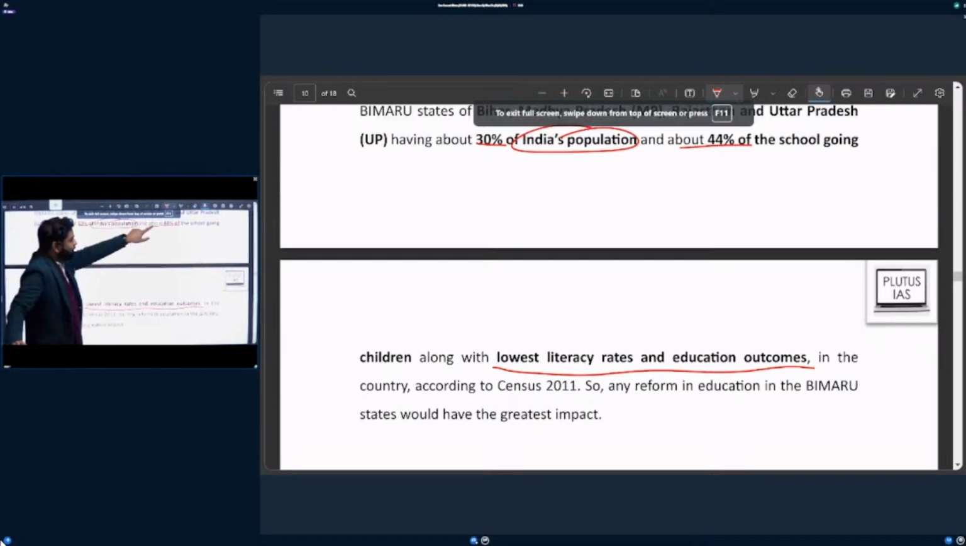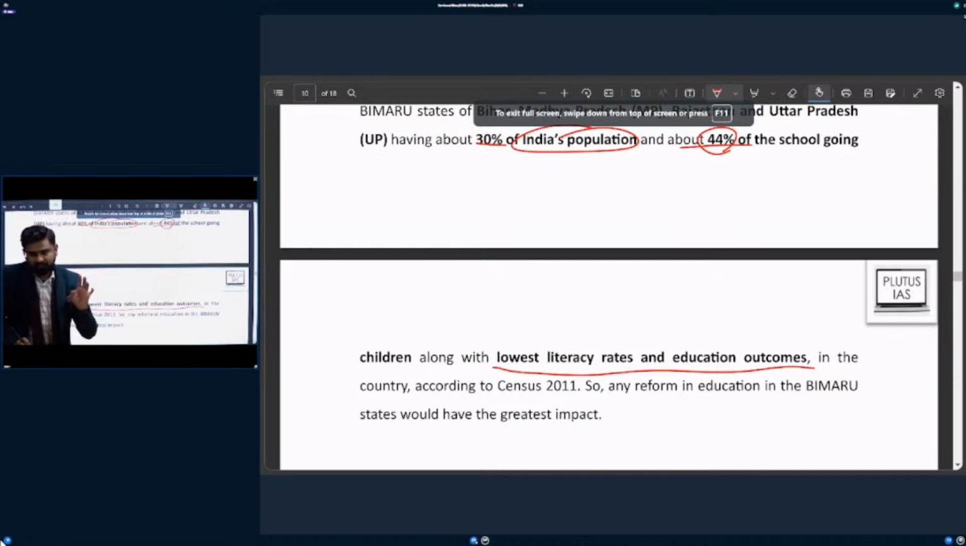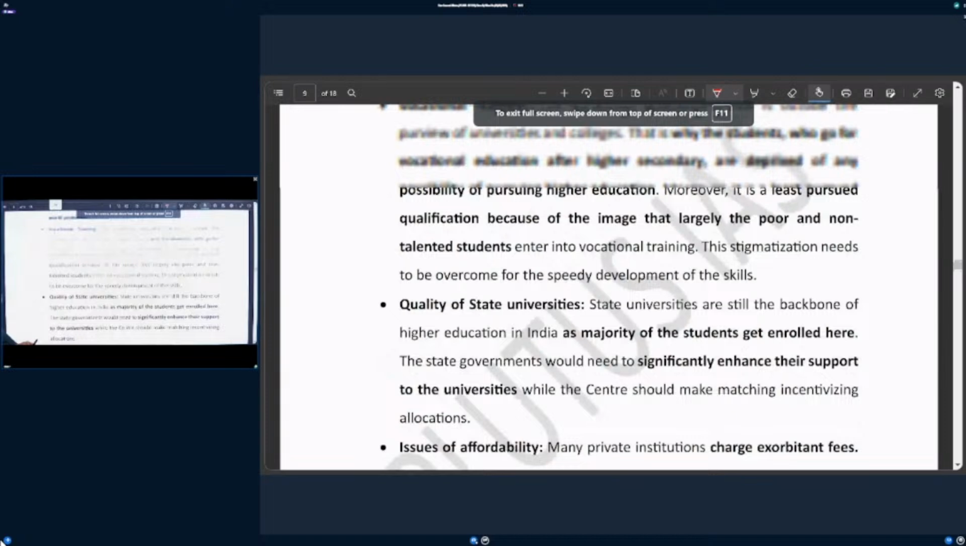ठीक है, 44%. You have to focus only on 4 states and you will take care of 44% of the school going children. Clear? That's why the last point was important, that these Bimaru states have increasing their enrollment ratio. Clear? Please remember that. अब देख लेते हैं what are the problem with India's higher education system.